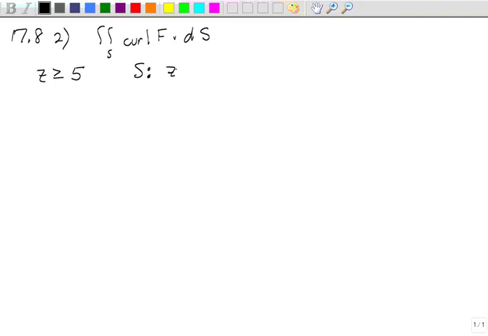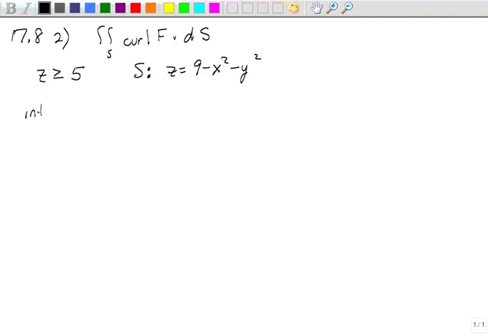Okay, in 17.8, let's look at number 2. It asks us to use Stokes' theorem to evaluate the curl F dotted with dS. So we have above the plane z equal 5, so z is greater than or equal to 5. The surface is z equals 9 minus x squared minus y squared.